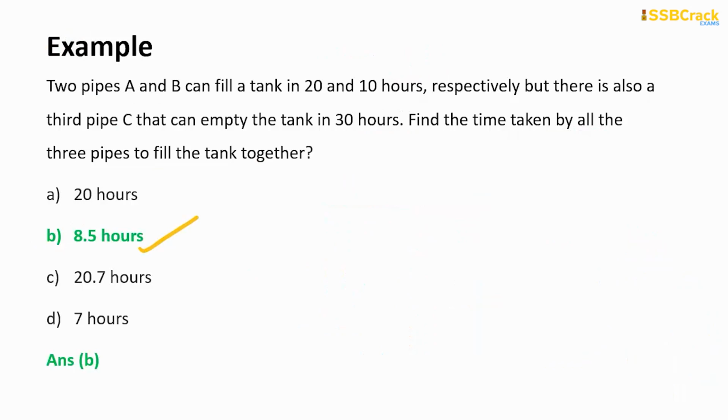So now I hope all the important formulas based upon time and work topic and also from pipes and cisterns are very much clear to you. If you are preparing for your upcoming AFCAT exam, then these formulas will be very helpful for you and they will save a lot of time in your examination.